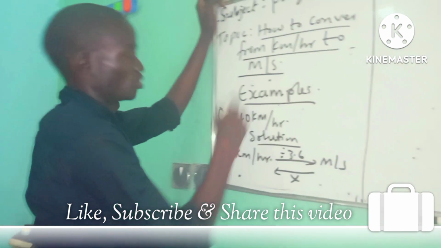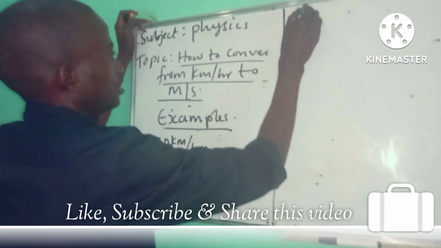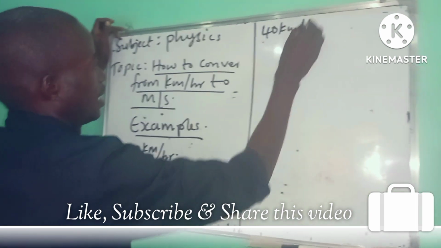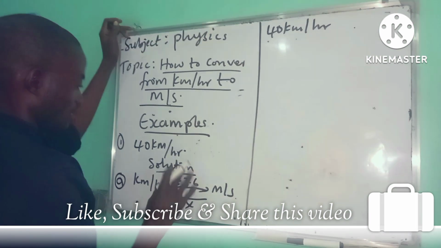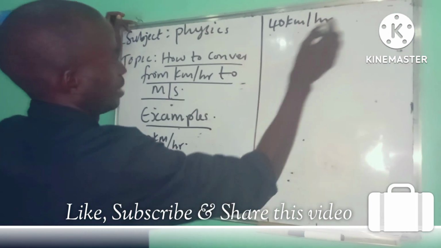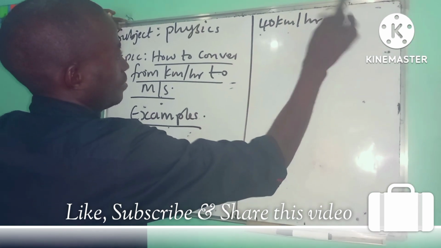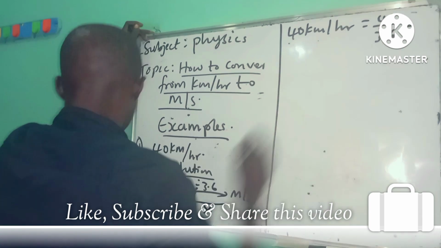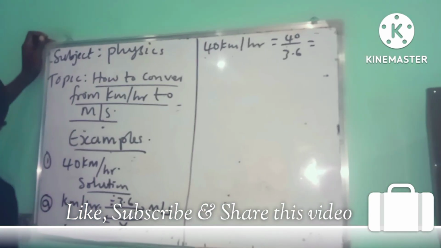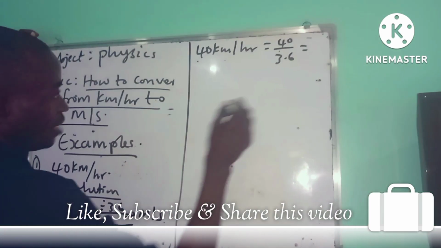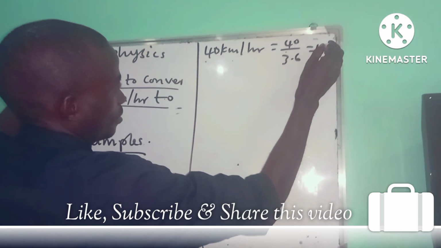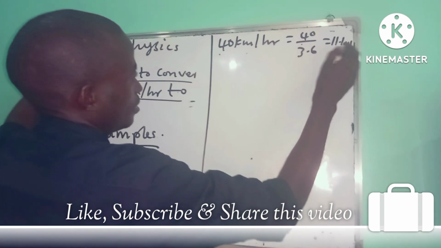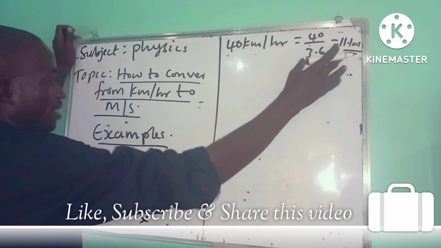So with respect to this question now, 40 kilometer per hour. With respect to this explanation, by the time we divide 40 by 3.6, it's going to give us 11.1 meter per second. So let's keep this in mind.